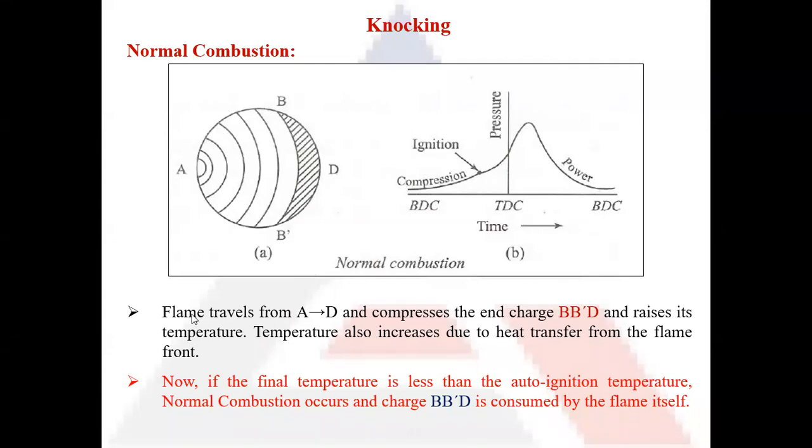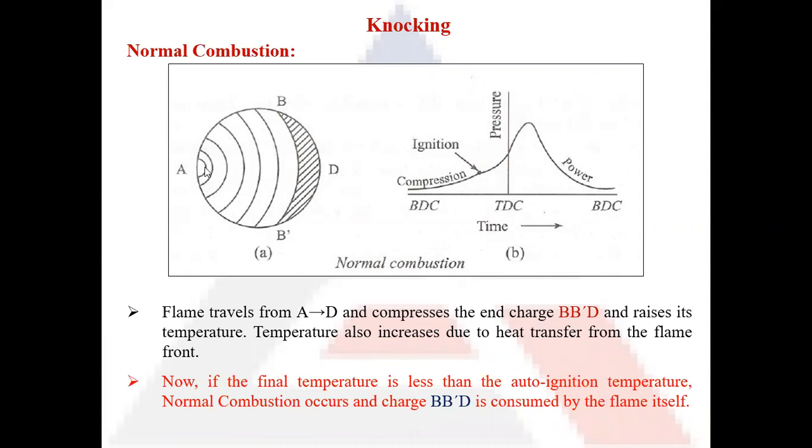Now the flame travels from point A. A is the point where the spark plug or the fuel injector is installed. The flame front moves in layers. The first layer gets ignited, it passes the heat to the next layer, which gets heated, and it passes the heat to the next layer.